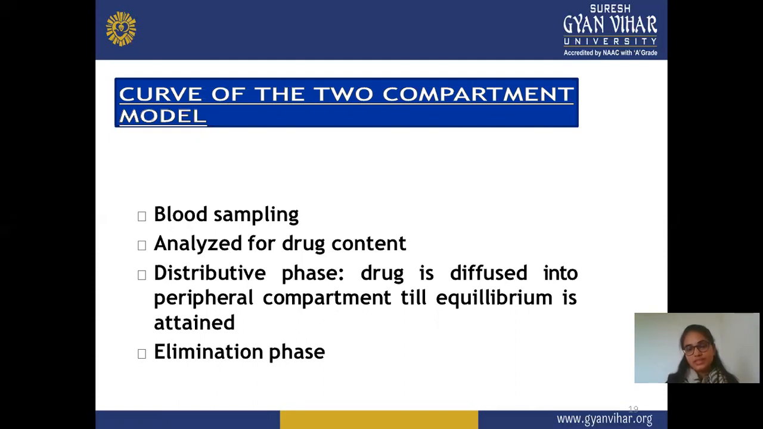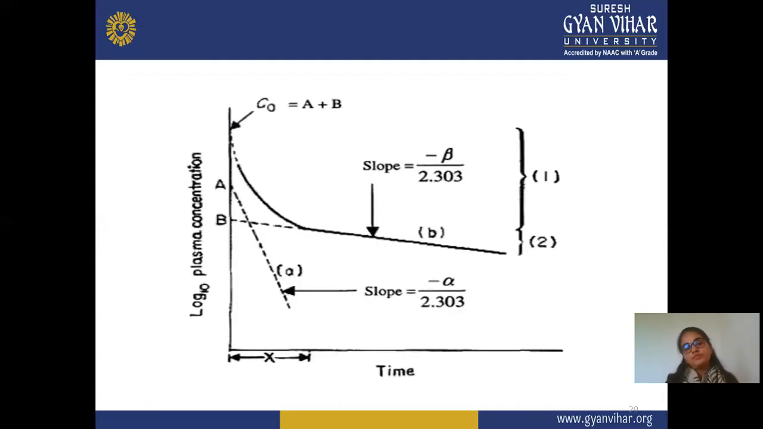Next is the distributive phase, when the drug is diffused into the peripheral compartment till equilibrium is attained. Means in the distributive phase, the drug passes into the peripheral compartment until the complete drug reaches equilibrium condition. This process is continuous. And next is the elimination phase, where we check metabolism and excretion, and how much drug is eliminated through a particular route. So this is the curve of the two compartmental model.